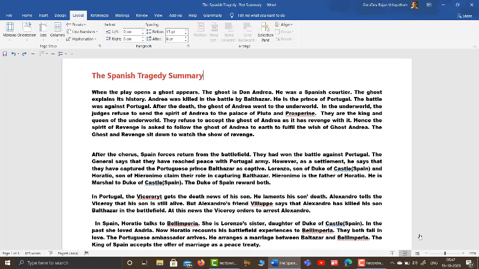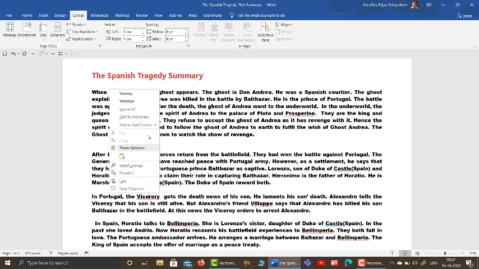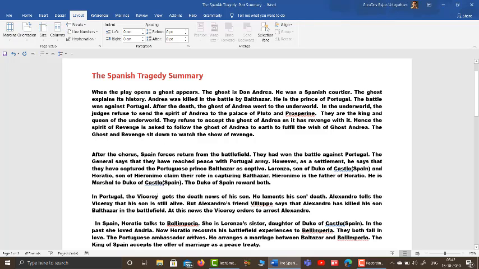Now the scene shifts to Portugal. The Viceroy of Portugal discusses his son. He inquires about his son, and he has received news that his son was killed in the battlefield.